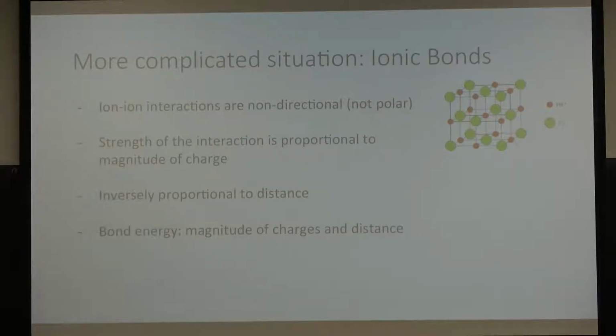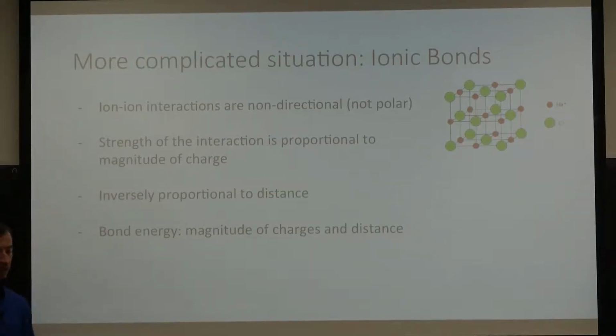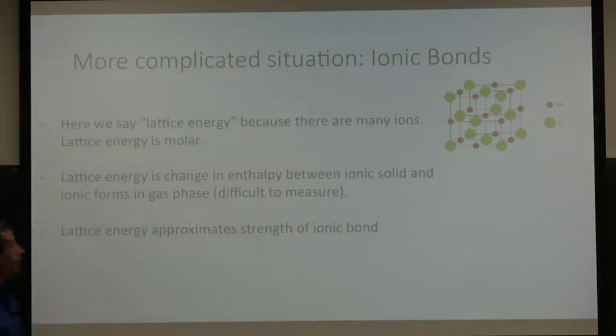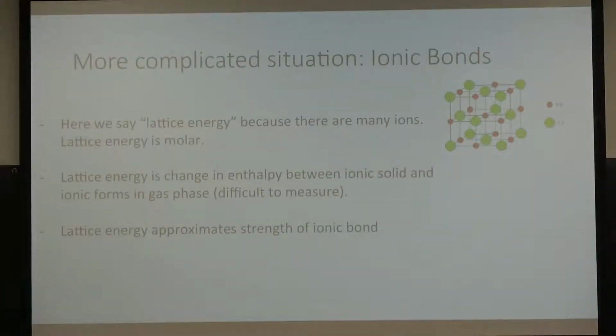Okay, so if we have more distance between the ions, less energy holding them together. If we have a lot of charge, they're going to stick together a lot more. Okay, and the overall bond energy is the magnitude of these charges and the distances. This term is described as the lattice energy because there are many, many ions, and generally it's in kilojoules per mole. So it's the lattice energy.